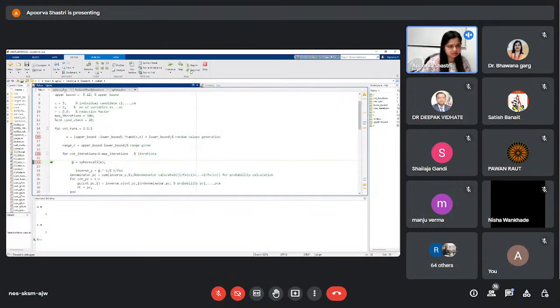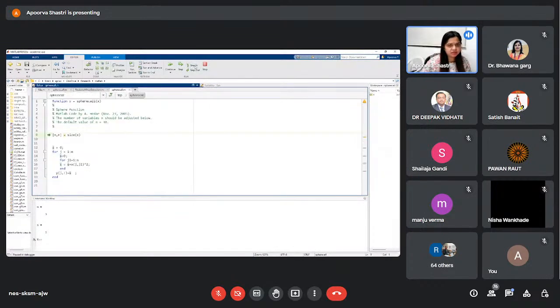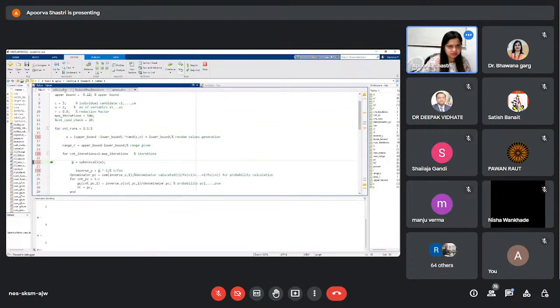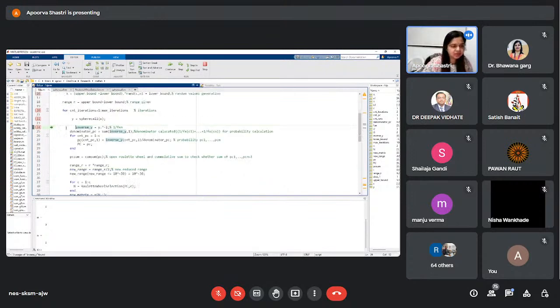Okay, so I'll just step this out, and what we have done here is the inverse of the matrix. Why inverse of the matrix? Because for probability calculations we need 1 upon f of x, and for the denominator also we need summation of 1 upon f of x for every candidate. So I have just simply taken the inverse of the matrix, and then I have calculated the denominator.